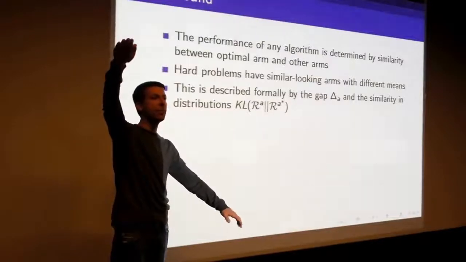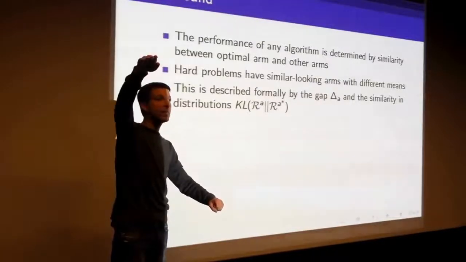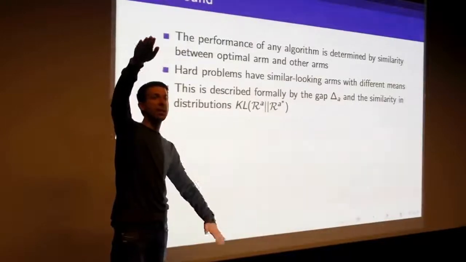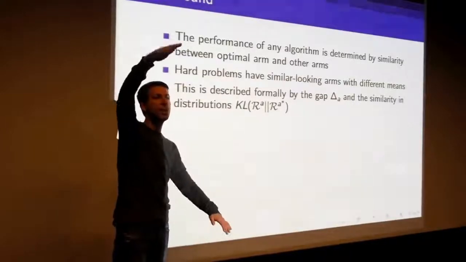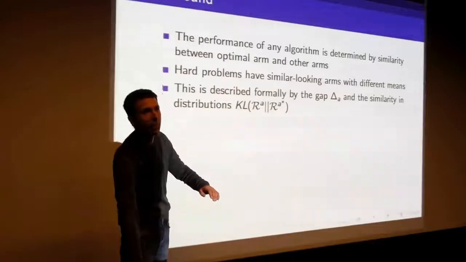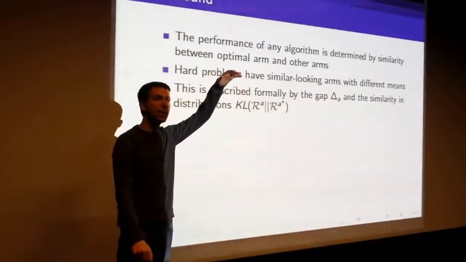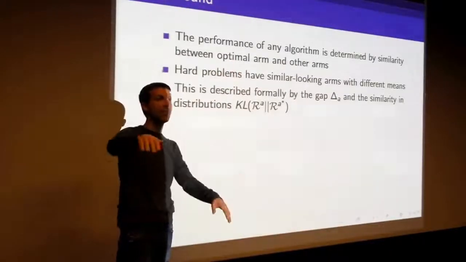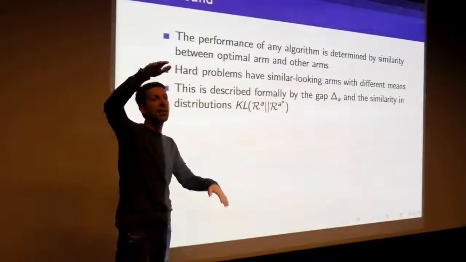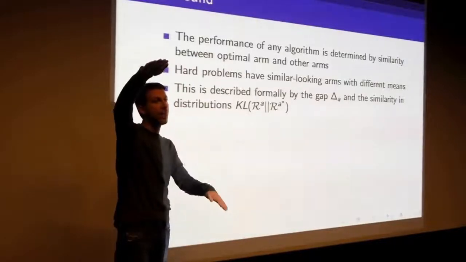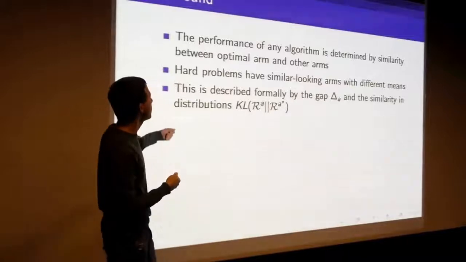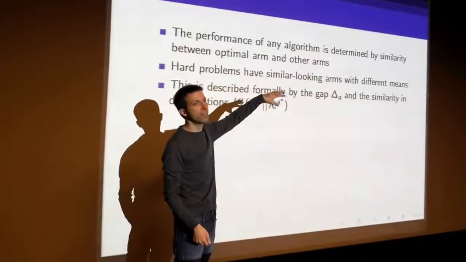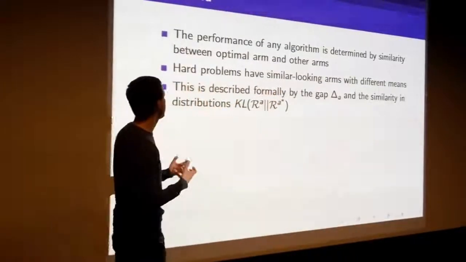A hard problem is something where you've still got one arm that's much better than the other, but there's a lot of noise on these things. Sometimes you take this one and it ends up looking really terrible. Sometimes you take this one and it ends up looking really good. So now it's really hard to disambiguate them and you're making a lot of mistakes. And it takes you a really long time to figure out that this arm is actually much better than this one. So the hardest problems have basically similar looking arms with different means. It's hard to tell the difference between them.